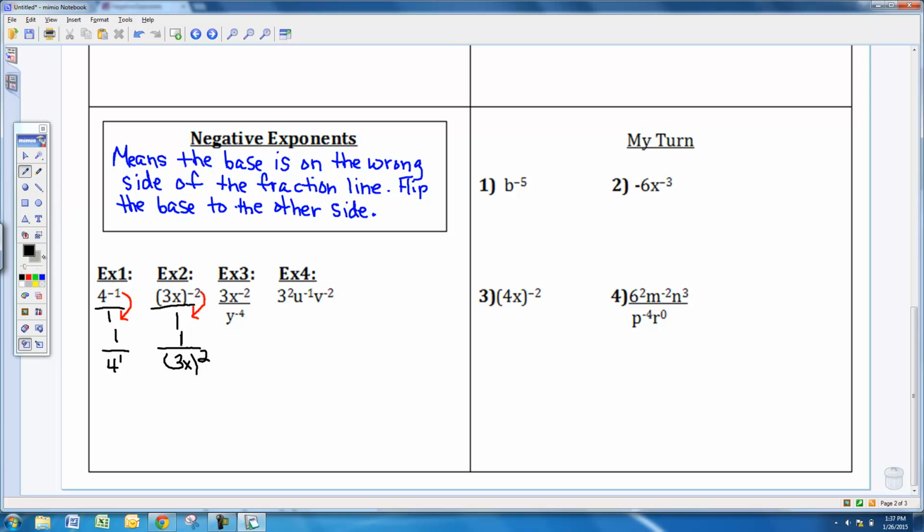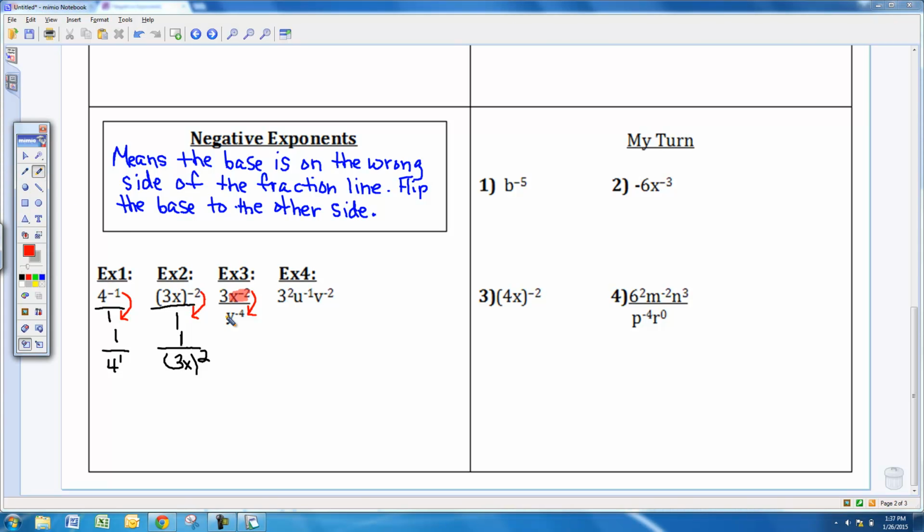Okay, let's look carefully at example 3. First of all, we need to understand which number the exponent, that negative exponent, applies to. An exponent only applies to the number or expression that it touches. The negative 2 is touching that x. So then that negative 2 only applies to the x. It does not apply to the 3. So the 3 is going to stay in the numerator while the x goes down to the denominator.